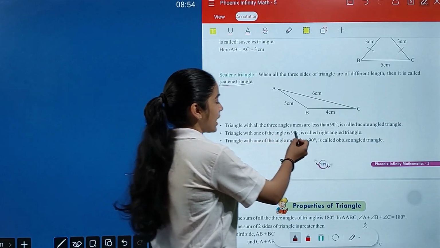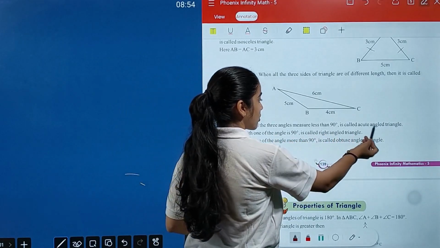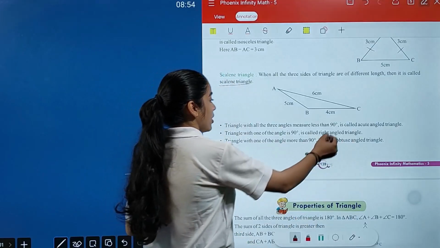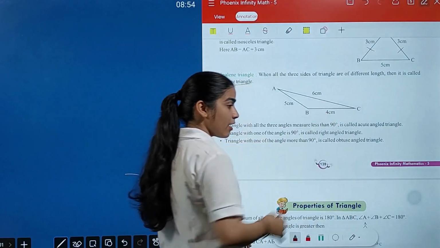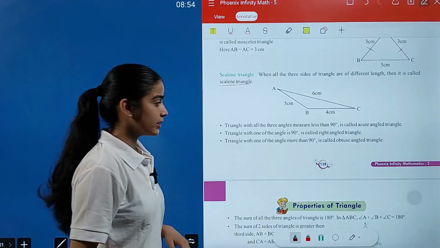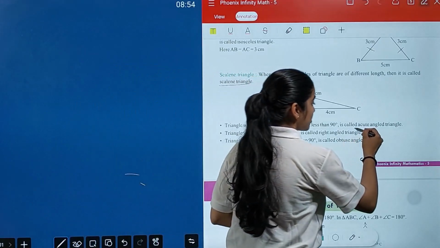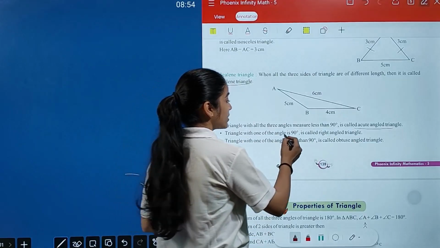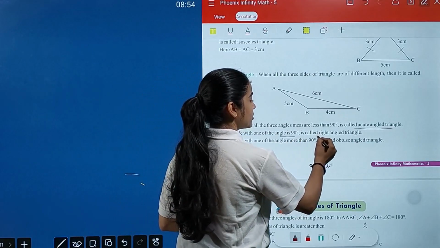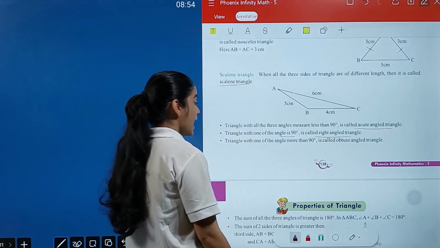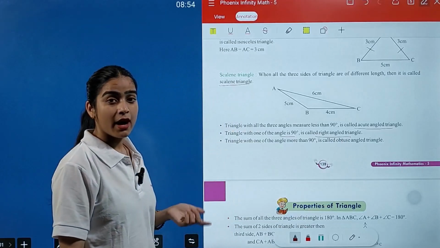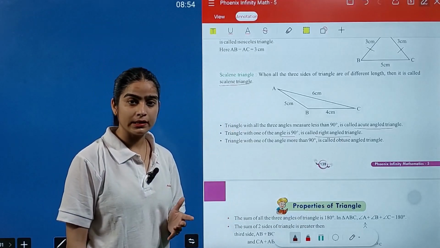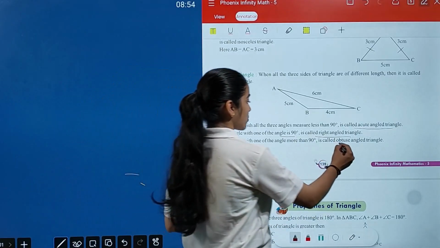A triangle with all three angles measuring less than 90 degree is called an acute angle triangle. If you have a triangle where all three angles are less than 90 degree, then you refer to it as your acute angle triangle. If you have a triangle where one angle is equal to 90 degree, then it is your right angle triangle. And if you have a triangle where only one angle is more than 90 degree, that is your obtuse triangle.